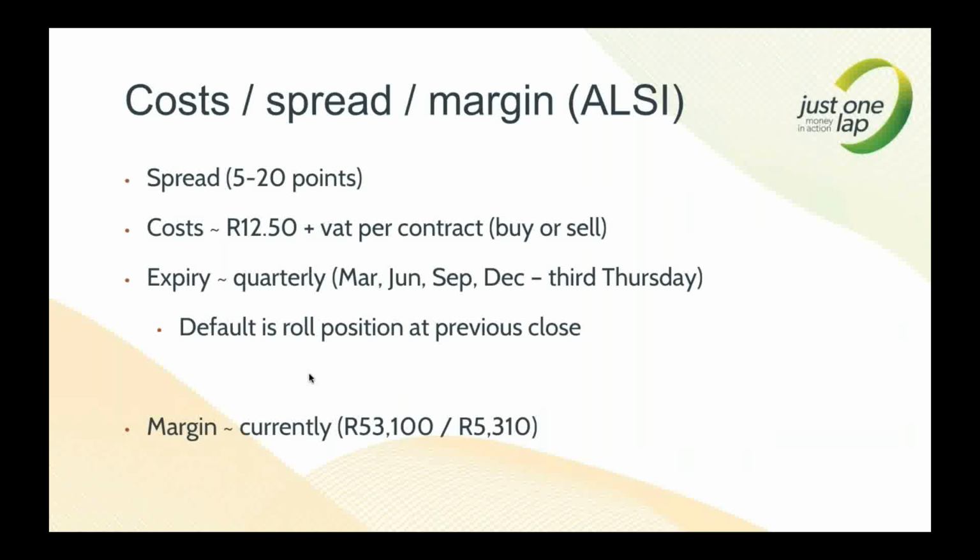Your cost to spread is your margins. Your spread on all these is typically about 5 to 20 points depending on time of day and amount of transaction going through. Your cost for both Aussie and OMI is currently 12 Rand 50 plus VAT per contract. So call it 15 Rand.